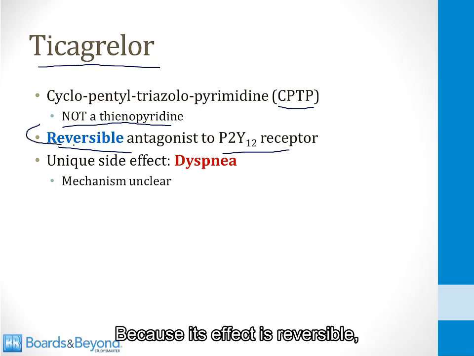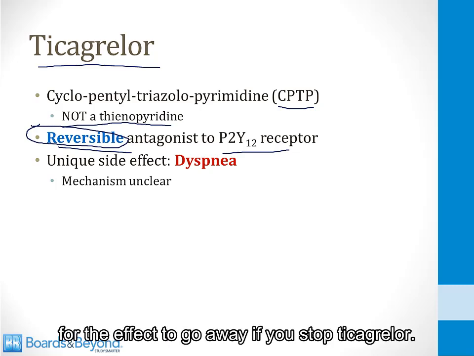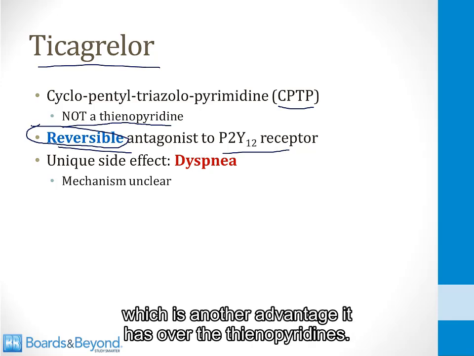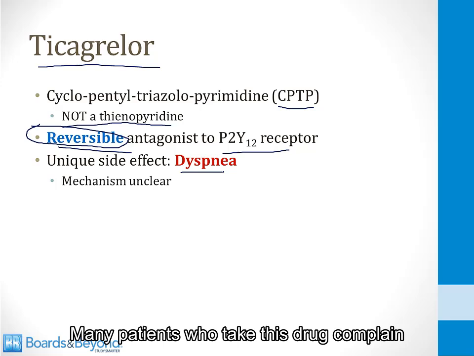Because its effect is reversible, it may wash out of the body quickly, and you don't have to wait as long for the effect to go away if you stop ticagrelor. It's also not associated with TTP, which is another advantage it has over the thienopyridines. Its one unique side effect is dyspnea. Many patients who take this drug complain of shortness of breath.